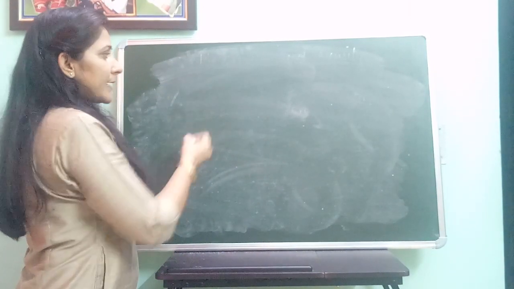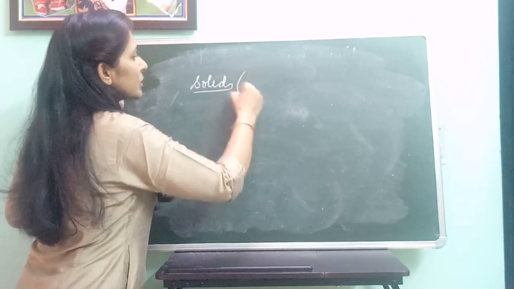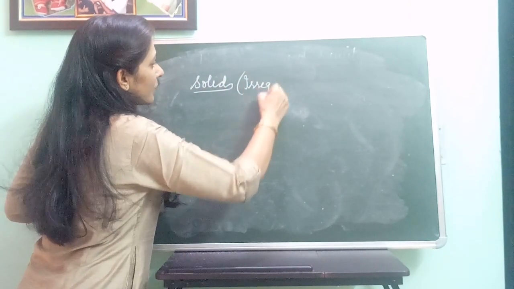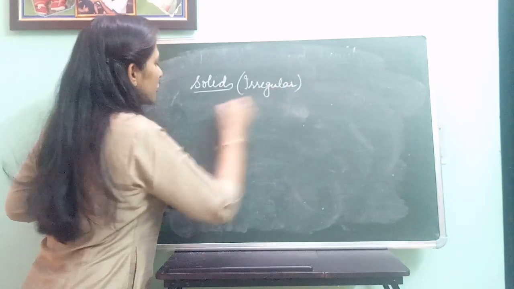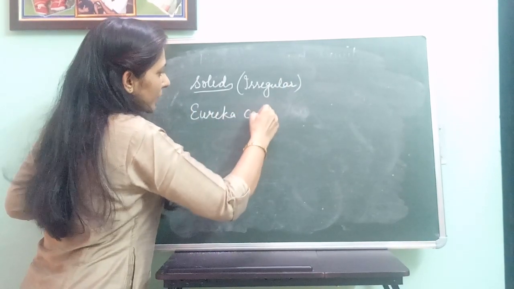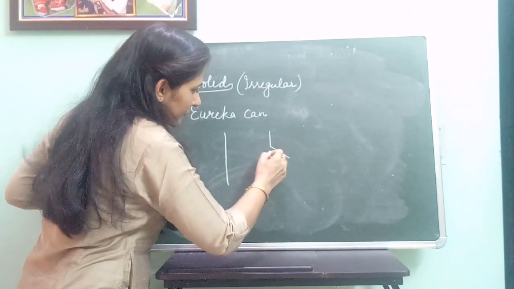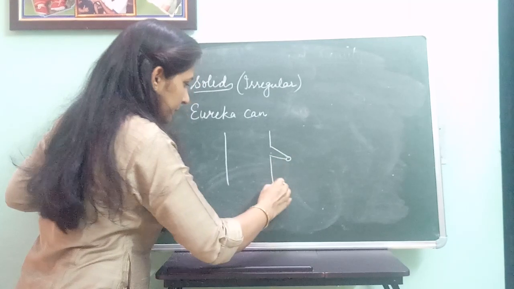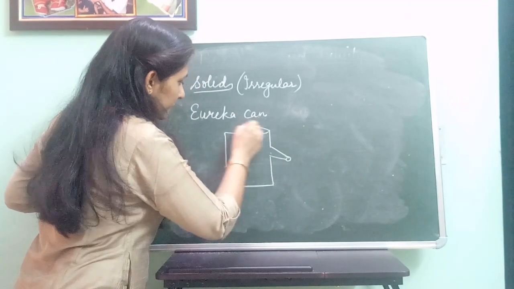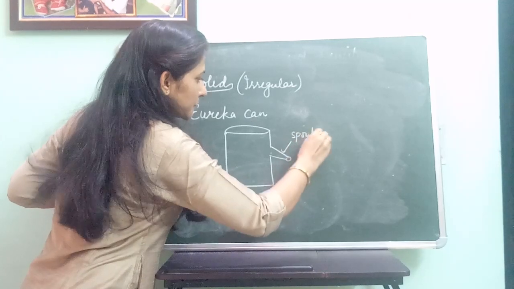Instead of a measuring cylinder, while we are measuring the density of solids which are irregular in shape, we can use a Eureka Can too. What is this Eureka Can? This is a beaker-like structure with an opening near its top, this way. And this opening is known as a spout.